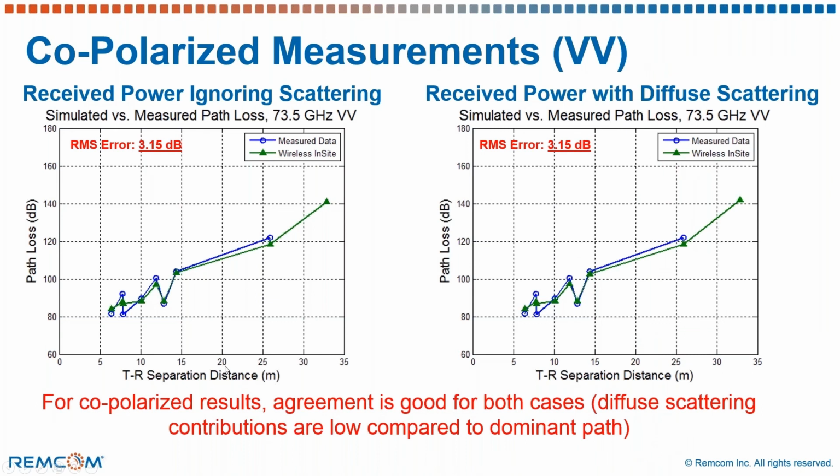So in the case before diffuse scattering, we see an error of almost 28 dB RMS error. Once we turned on the diffuse scattering, this error dropped dramatically to about 3.45 dB. So in the cross-polarized case, the diffuse scattering proved to be a very critical component of the received power.